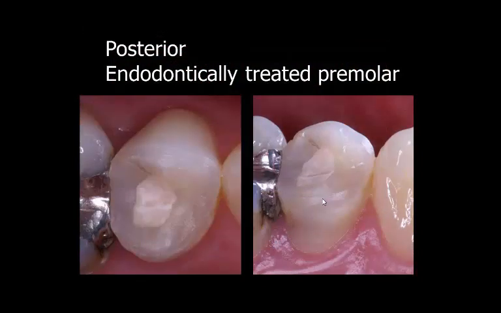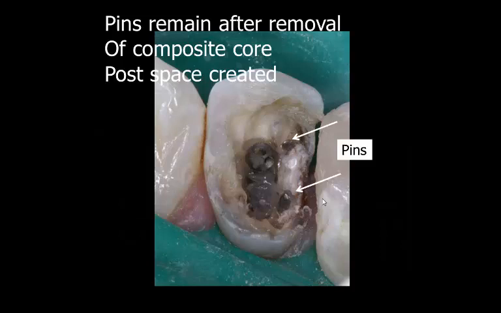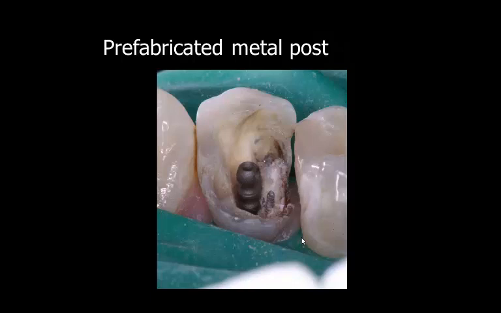For posterior endodontically treated teeth, we can also use a post for auxiliary retention. In this case, it had a large composite already in place. The endodontics was done through the composite. You can see the access. When we remove the existing composite core, you'll notice there were some pins in place. We do everything we can to maintain these pins, as well as we're going to place a metal post for additional retention. We create our post space, and we're going to cement our prefabricated metal post.